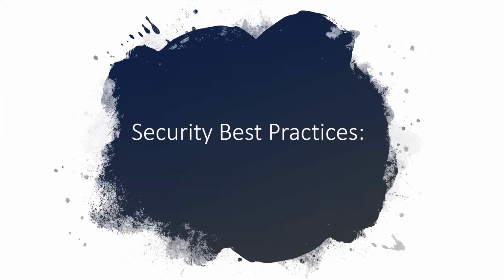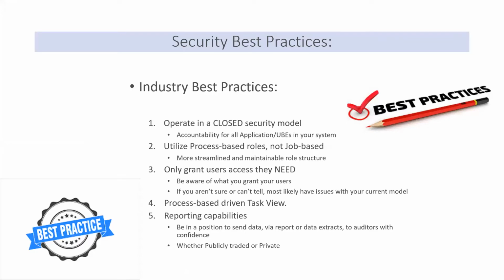Security best practices. Industry best practices. The first and foremost, the most important, the one that auditors look at the most is, are you operating a closed security model? Notice I don't ask, are you operating an open one? I'm asking, are you operating a closed one? That's industry best standard, operating a closed model. Why? We'll get into some more of the whys later, but overall, and again, these are high level, you get the accountability for all your applications and UBEs or reports in your system. You know that if you're in a closed model, you have to grant someone access; they're not getting or inheriting access from somewhere else or from not having a closed model.